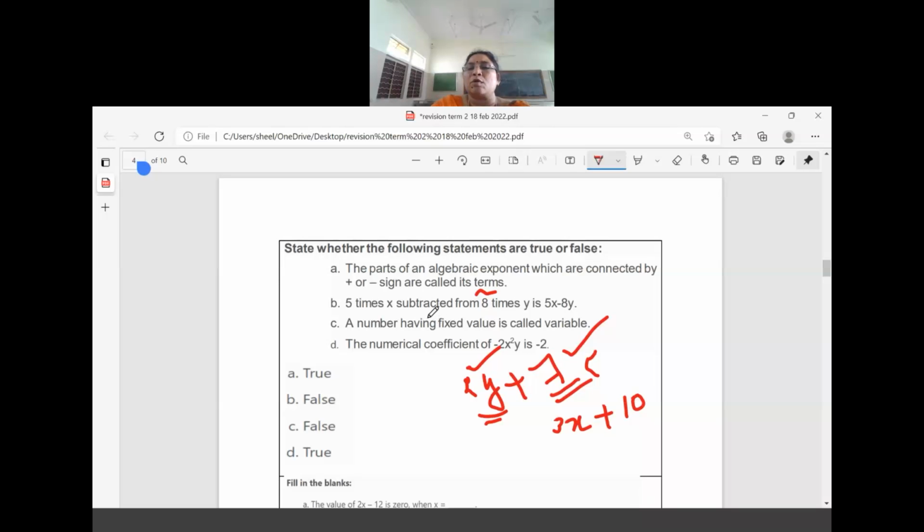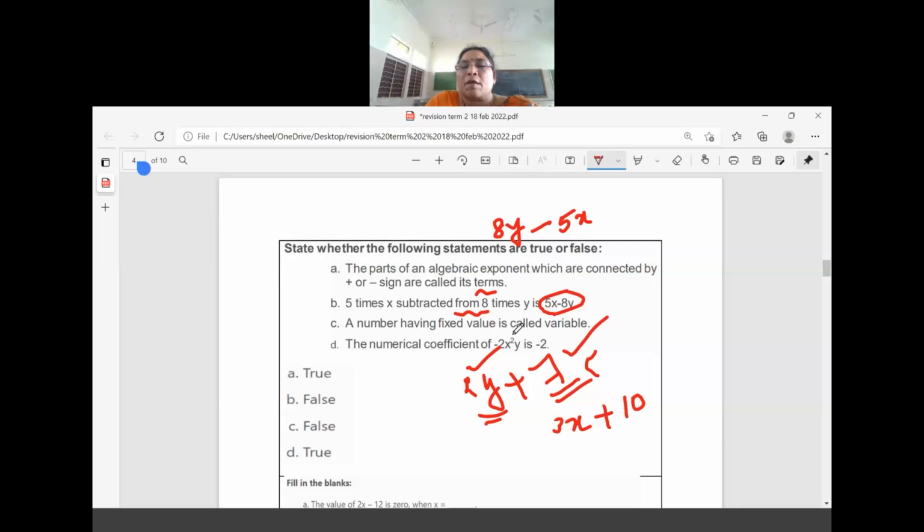Now next is this one: 5 times of x is subtracted from 8 times of y. 5 times of x, what is 5 times of x? It is 5x, and subtracted from 8 times of y. So 8y should come first. Have you seen the word from? From is the key, so 8y minus 5x only. So this is the answer we should get, but what is given here? 5x minus 8y, so it's a wrong answer only.